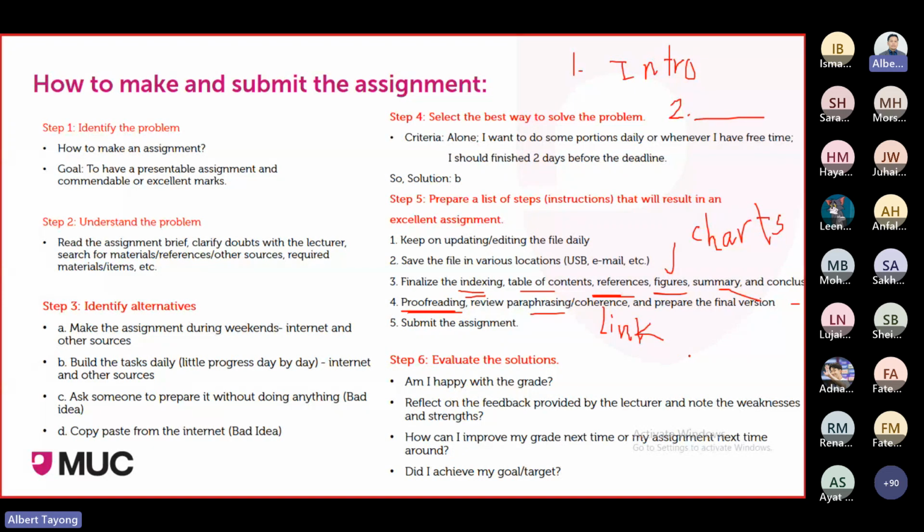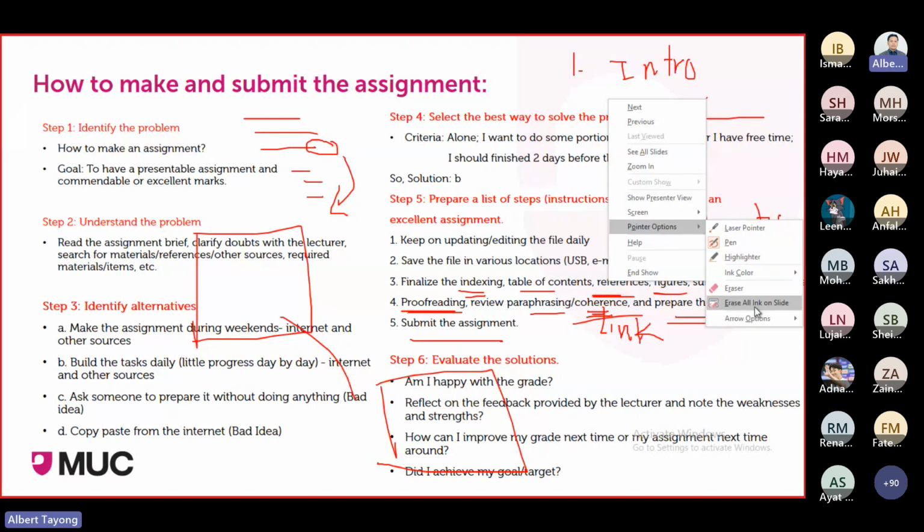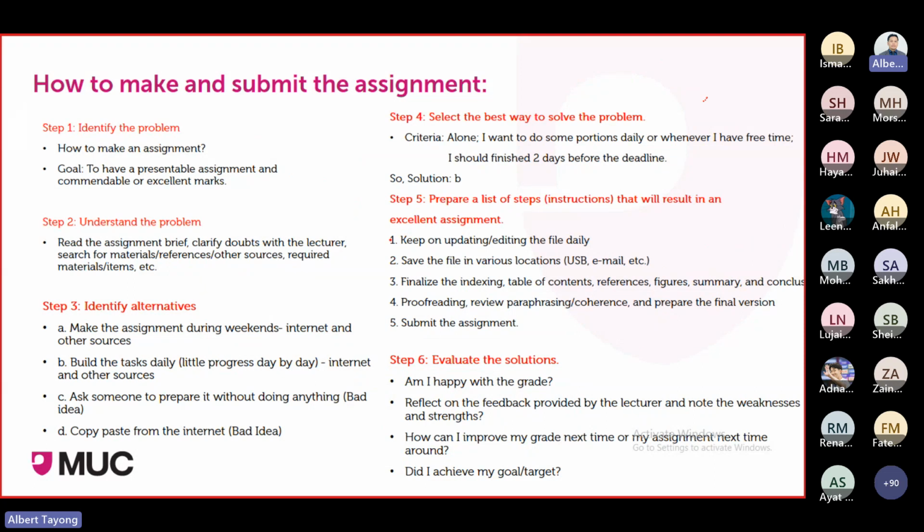This is the link, the coherence. Okay, every paragraph should be linked to the next paragraph. For example, you have a paragraph here. Before you proceed to the next paragraph, try to link the last sentence to the next paragraph. That's the meaning of coherence. Okay, or one page, when you go to the next page, try to connect the statements. That's the meaning of coherence here. And prepare the final version, submit the assignment. Okay, so if you're going to follow this, actually, you're going to get excellent marks.